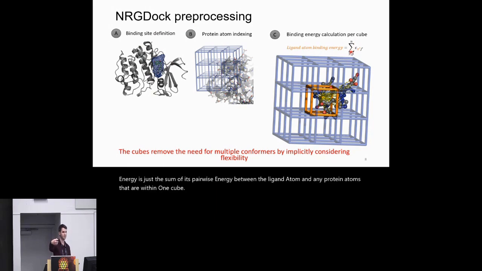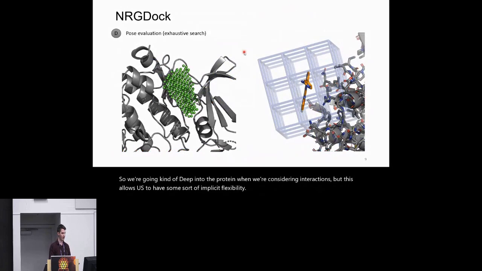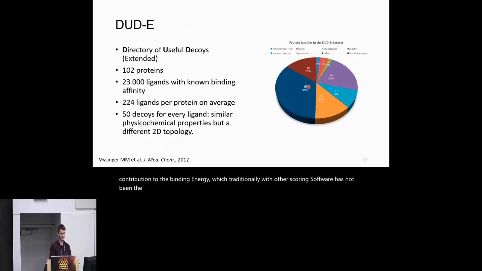So we're going kind of deep into the protein when we're considering interactions, but this allows us to have some sort of implicit flexibility. And then when the software runs, all it has to do is do an exhaustive search of ligand poses by moving the ligand onto one of these dots in the binding site, and then just adding up the pre-calculated binding energies for every single one of the atoms. So if you have a ring, for example, that's all within the same cube, each of those carbon atoms will have the same contribution to the binding energy, which traditionally with other scoring softwares has not been the case.